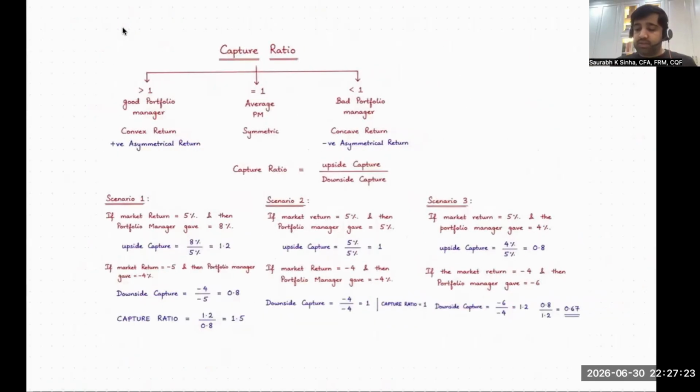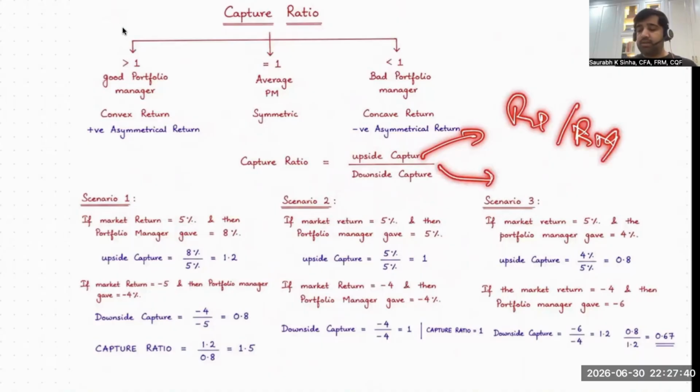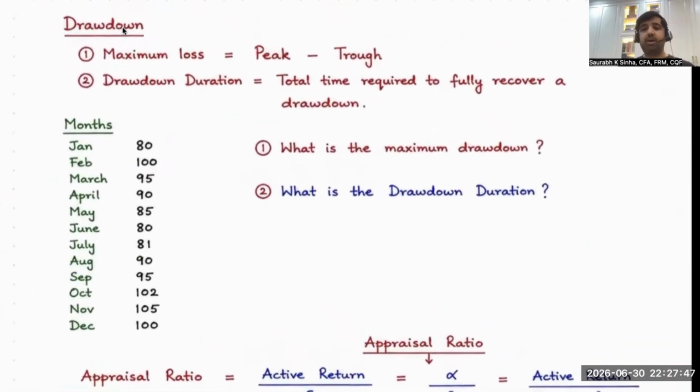So that was the overall discussion of the capture ratio. The simple formula of the capture ratio is upside capture divided by the downside capture, and individual capture is the return of the portfolio divided by the return of the market in the good days and in the bad days. That's it. Okay. The next is appraisal ratio.